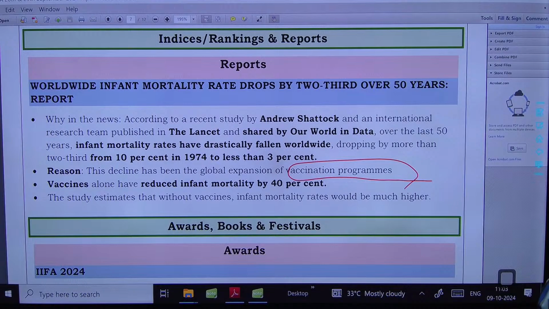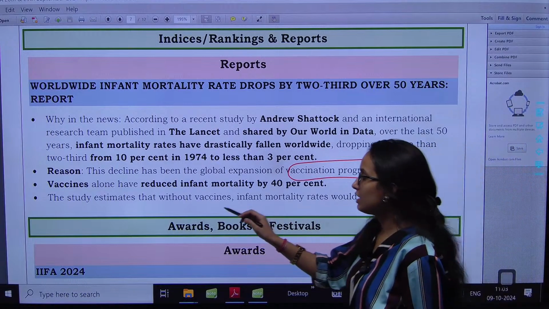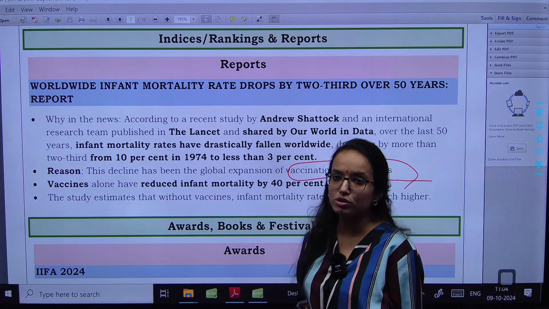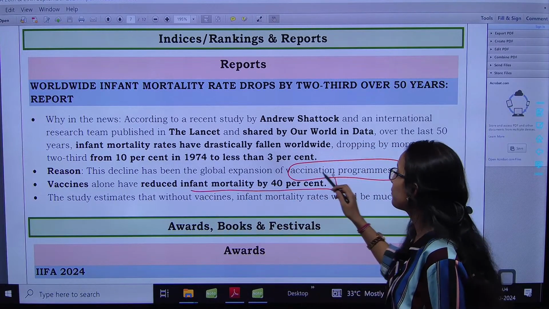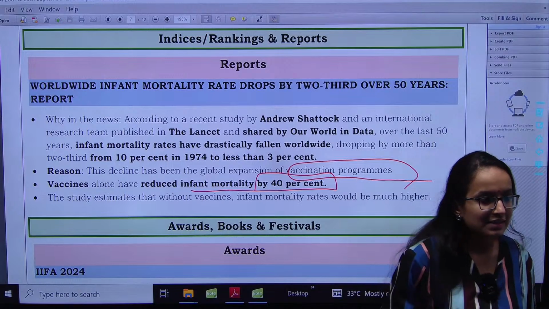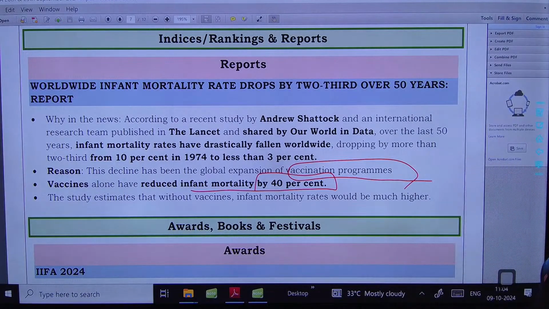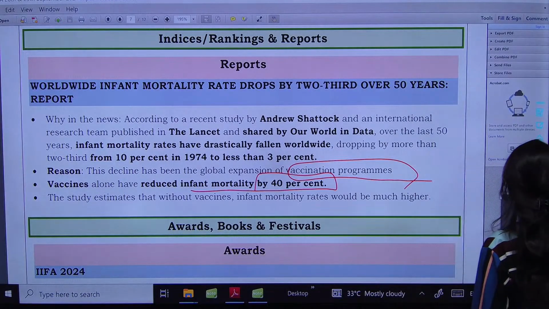And if you see, just you can remember this data, the vaccines have been the important contributors and they have reduced the infant mortality rate by 40%. So vaccines have been important contributors and they have reduced the IMR by 40%.